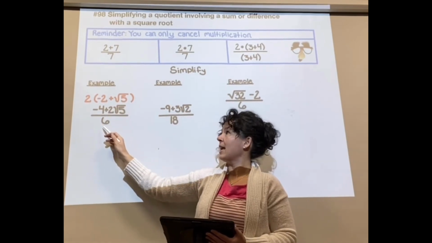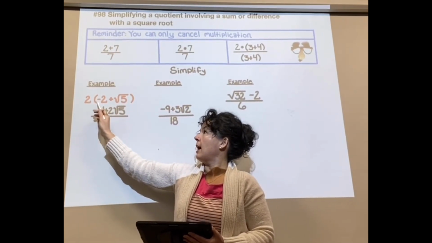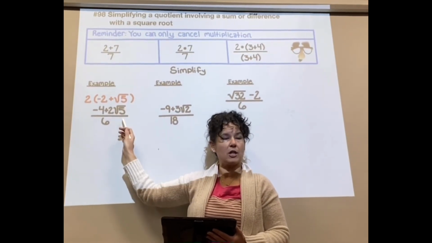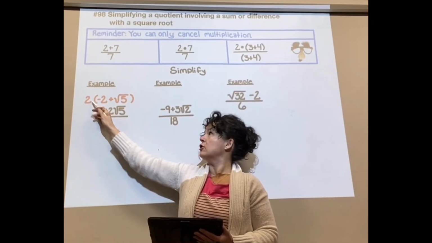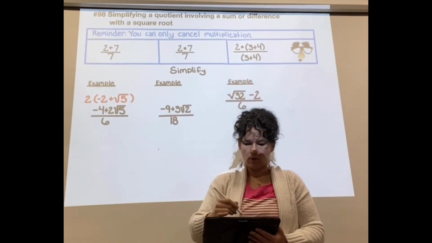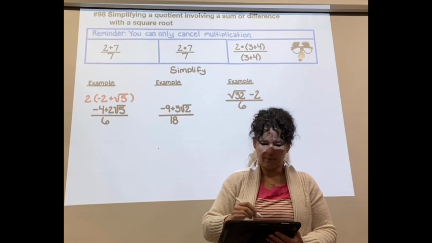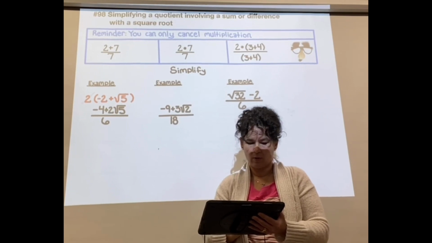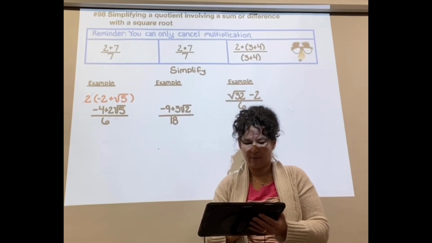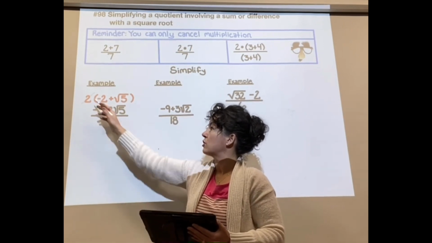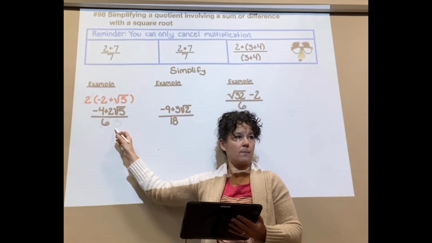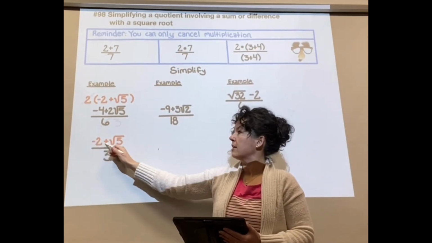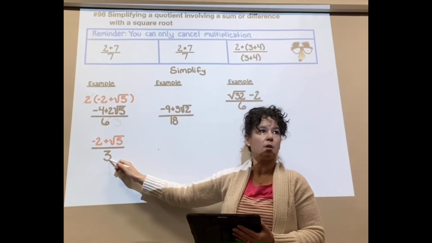So I can now cancel. So I either have to cancel all of this giant piece at one time, like if there was a match, I could cancel it, but there's no match. But the 2 and the 6, I can now cancel. So I'm going to cancel this 2 with this 6, and then that becomes 3 because 2/6 is 1/3. And my final answer then is -2 + √5/3.